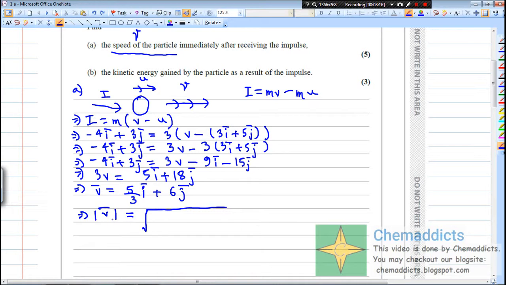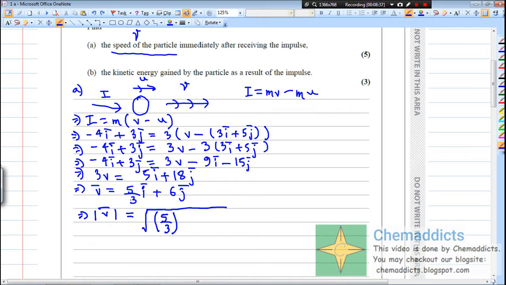Just like that, the way we used to find the magnitude of something. So here we're gonna use this: root over the coefficient of i whole square. Here in this case the coefficient is 5 by 3.